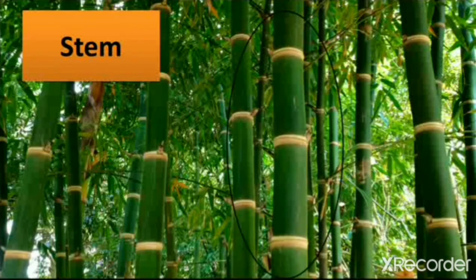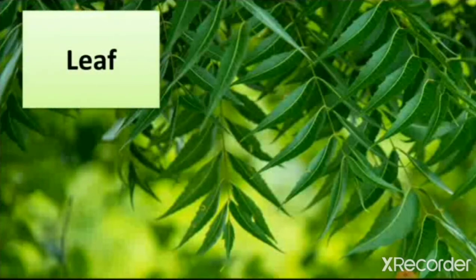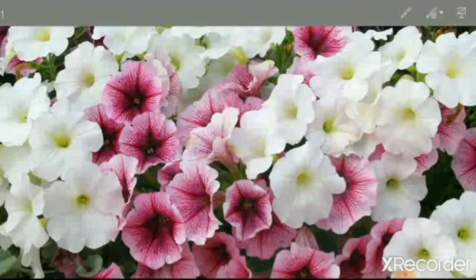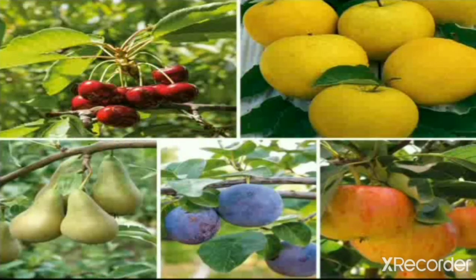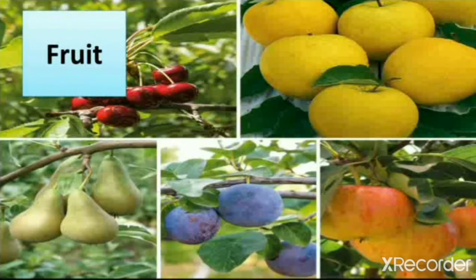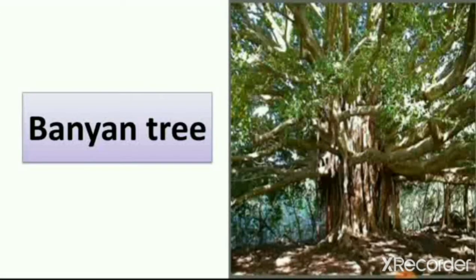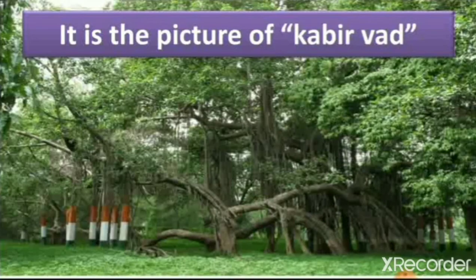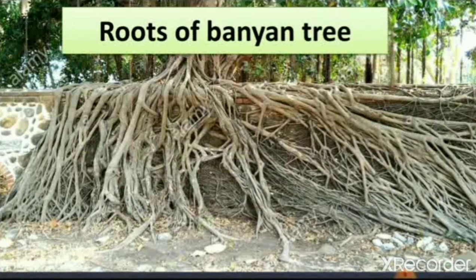So let's revise it. Stem, leaf. You can see here I circled the leaf, flowers, fruits, yummy fruits. Root is the underground part, and we also learned yesterday about one banyan tree which is located in Kabir ward, and the trees grow from roots.